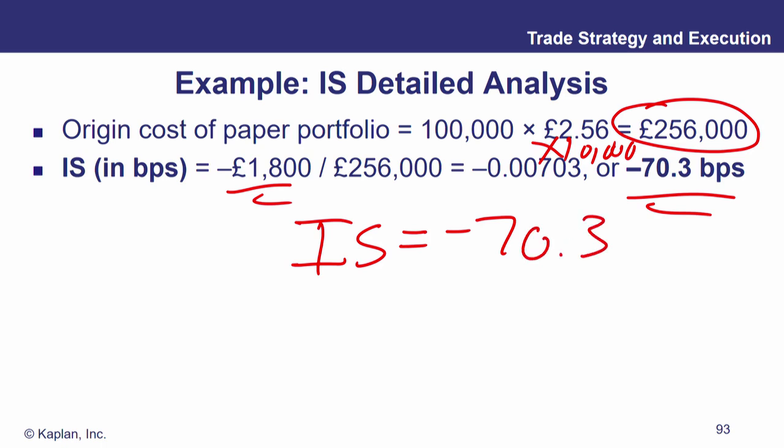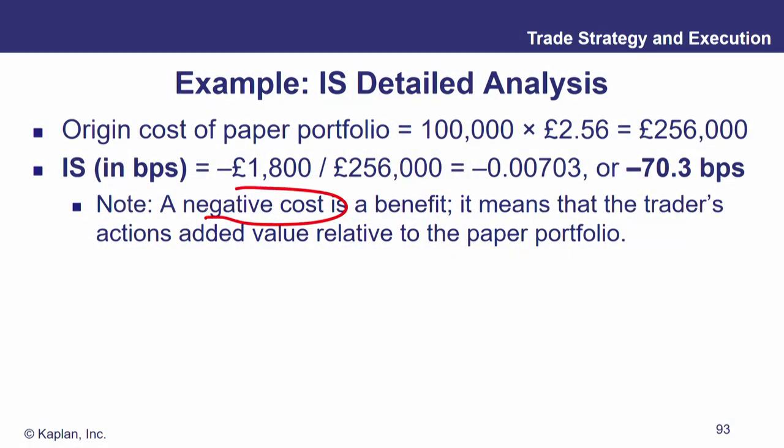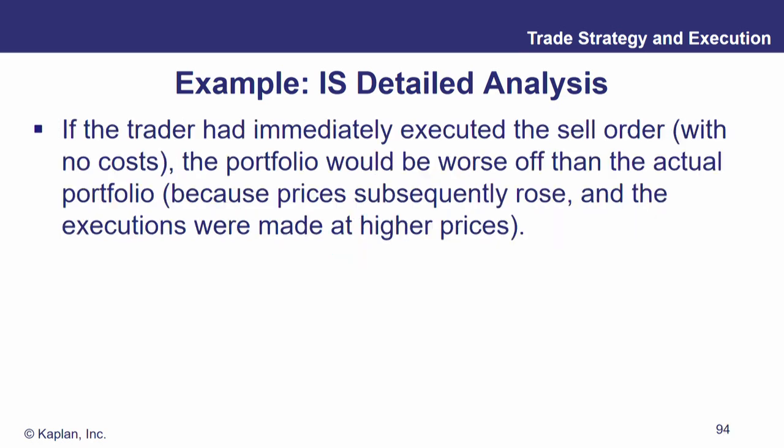And again, we expected this because that execution price, the trader sold it higher than the decision price. So we should have already expected this, and we get the negative implementation shortfall. You shouldn't be surprised. Okay, so what does this mean? Remember, a negative cost is a benefit. This means that the trader's actions actually added value relative to this paper portfolio.